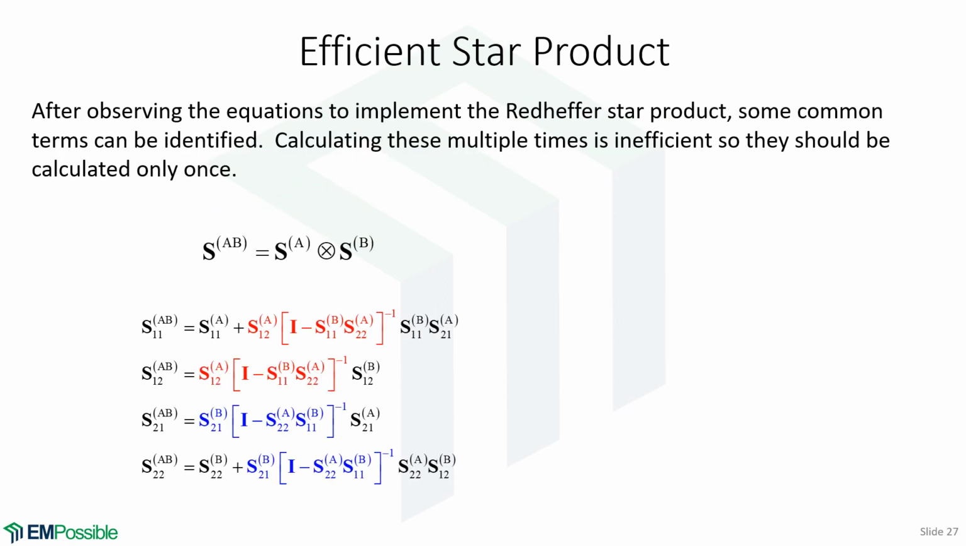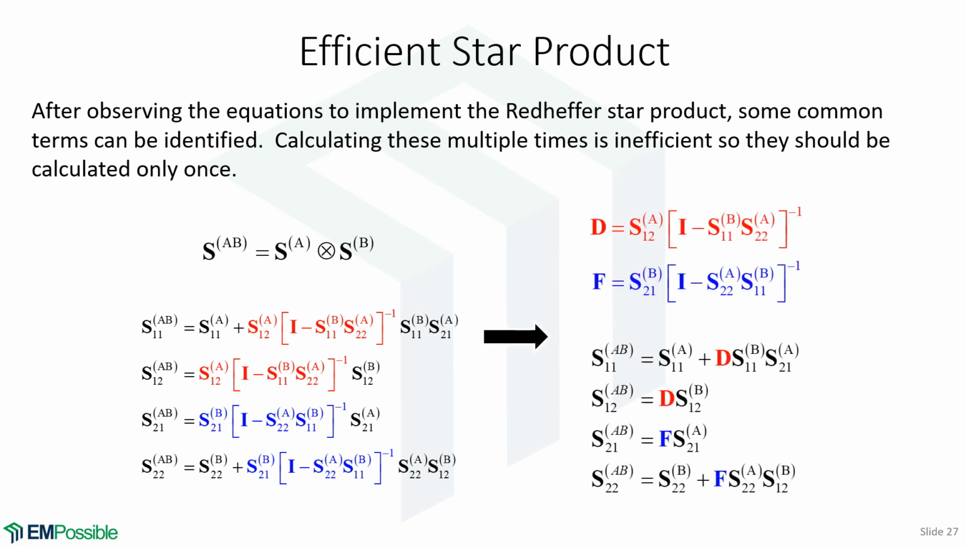Let's do the same thing to our star product. Well, here's our star product. Here's our 4 equations for calculating the Redheffer star product. The 2 in red here, these are the same expression. Let's not calculate it twice. The things in blue, that's the same expression. Let's not do that twice. So perhaps a more efficient way to calculate is to calculate an intermediate D and F. These have no physical meaning, but it makes our calculations down here a bit more efficient.